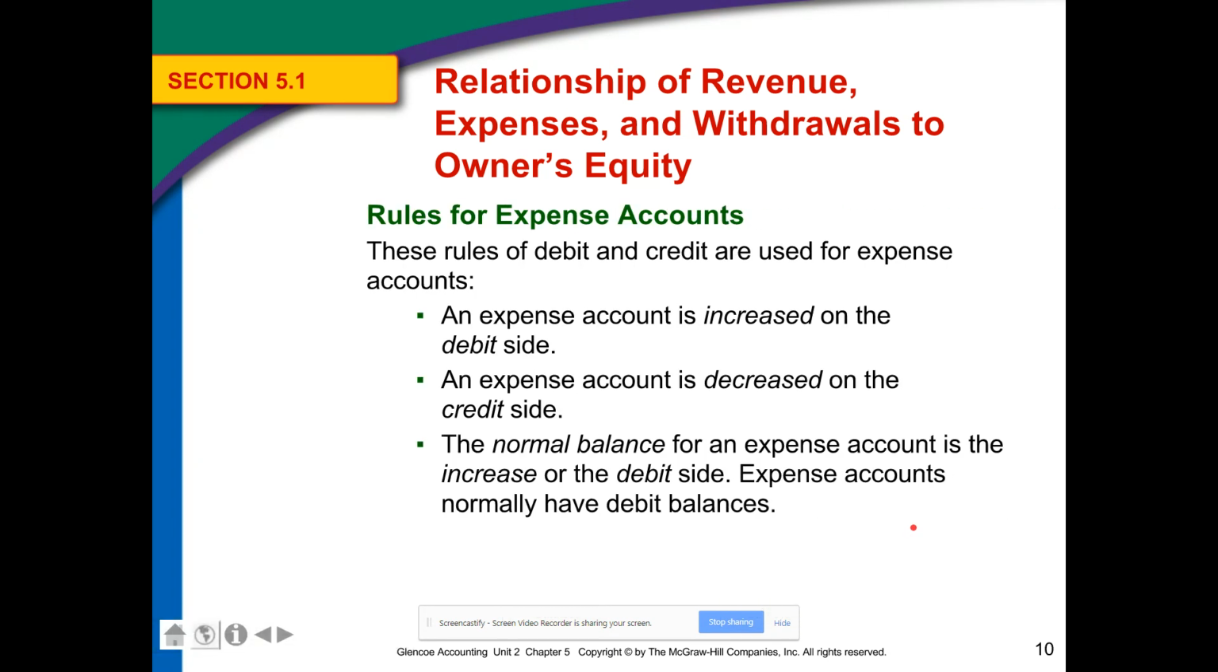For an expense, expenses are going to decrease owner's equity. So we're going to follow the rules as if we were decreasing owner's equity. So if we're going to increase the expense, we're going to use the debit. If we're going to decrease the expense, we're going to use the credit. So if I have a bill like my electric bill and I need to pay it, I'm increasing that bill. My normal balance will be on my debit side. Remember these rules, okay? Write them down. You're going to need them later.